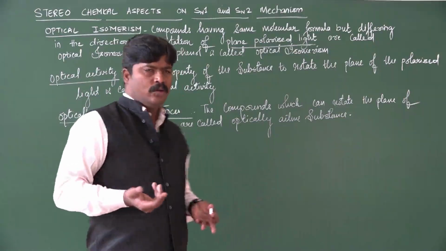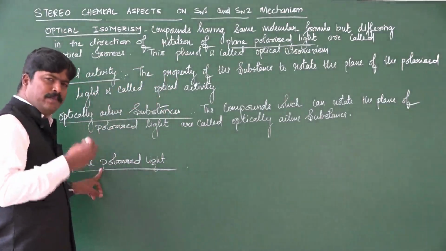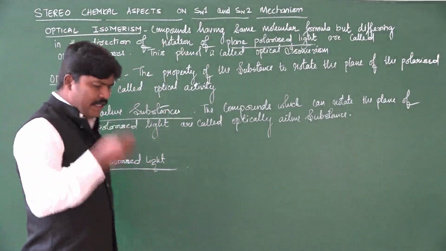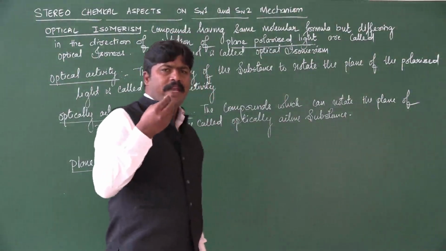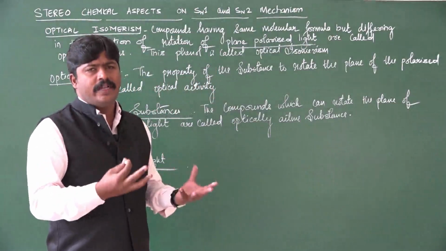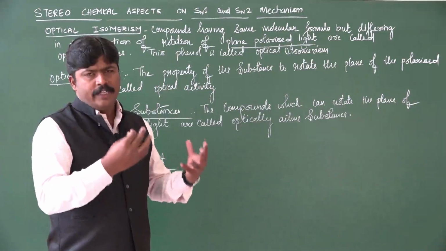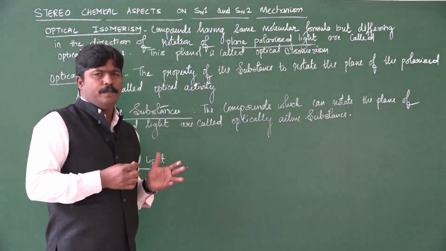We will try to discuss that. So, what is plane polarized light? Only if I pass plane polarized light can we expect the rotation of the light, either clockwise or anti-clockwise. I can't pass ordinary light, so I need to get a plane polarized light. How to get a plane polarized light?